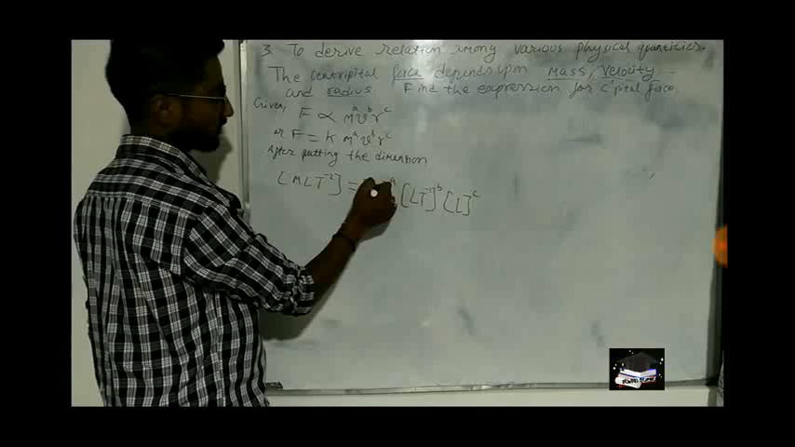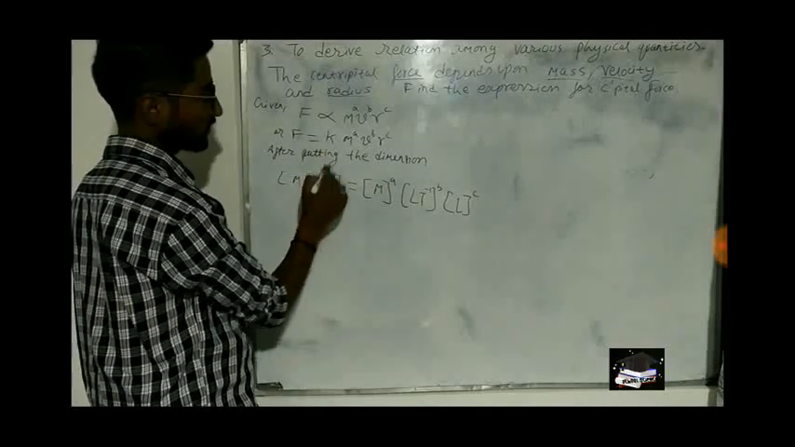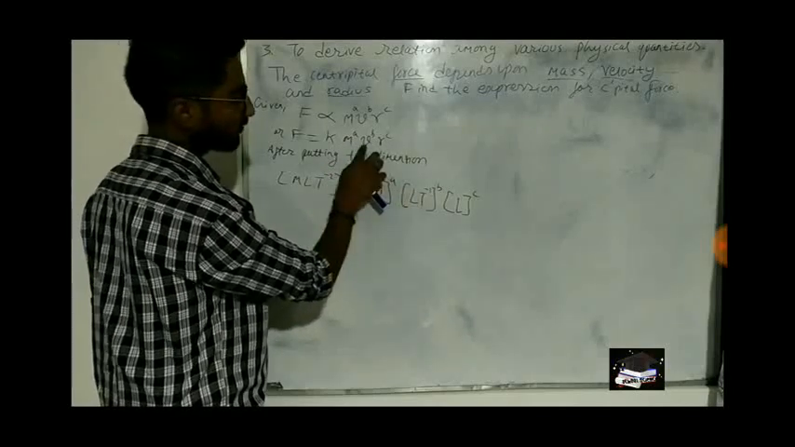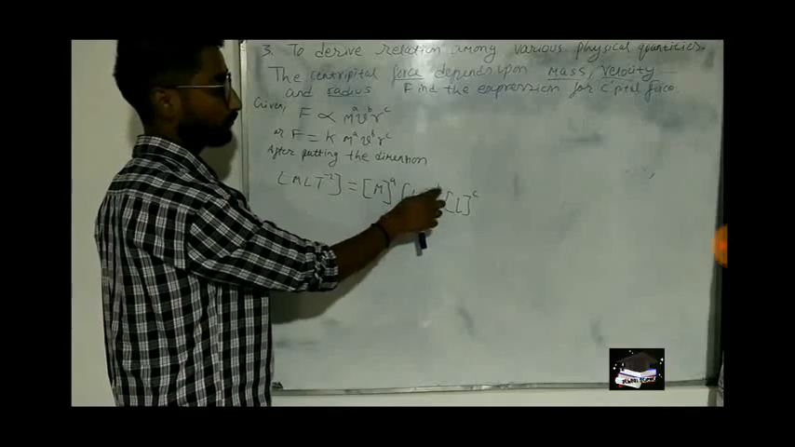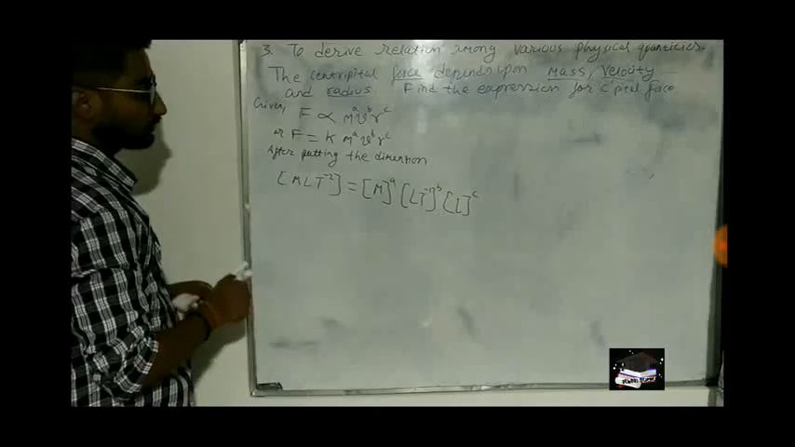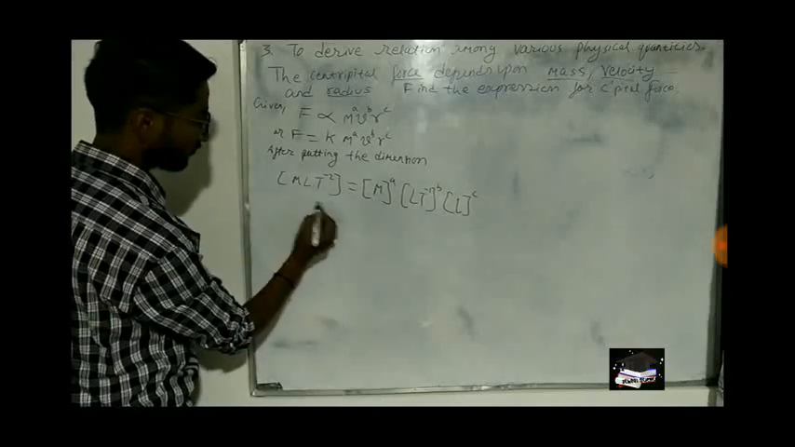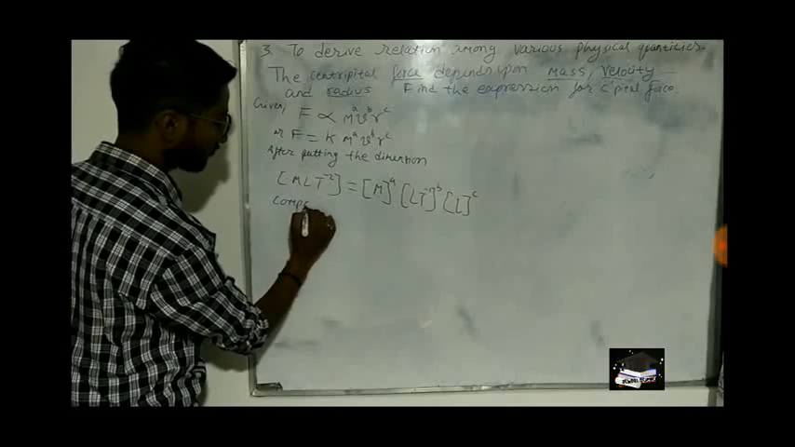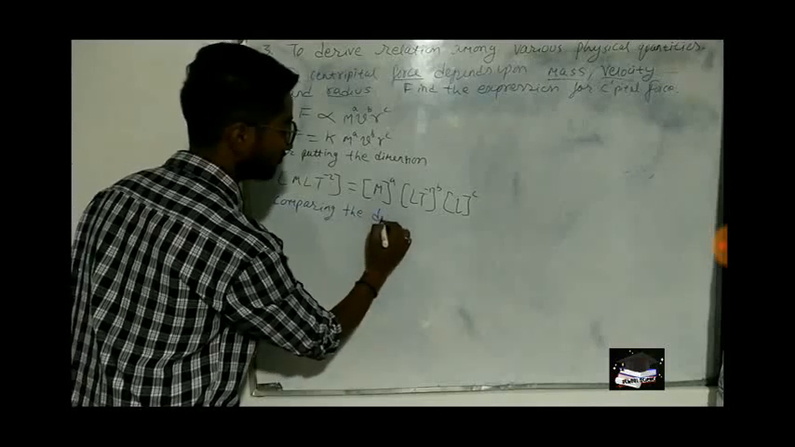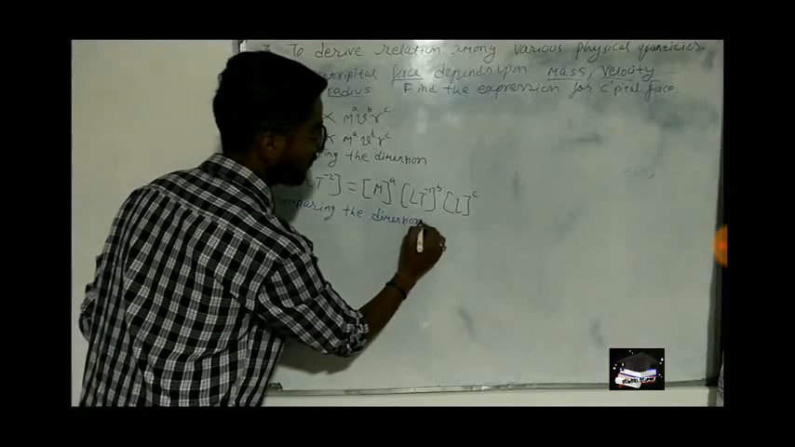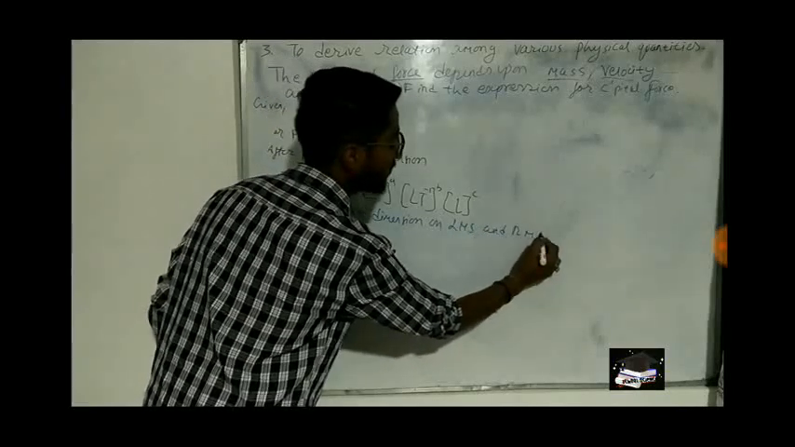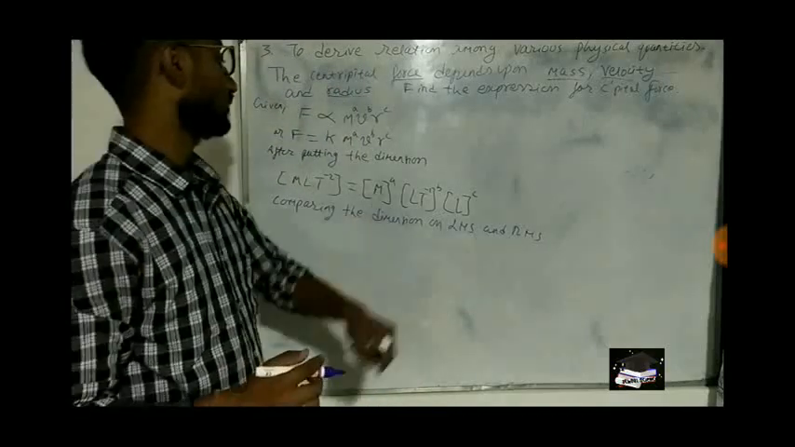Now let us put the dimensions for this force. This k doesn't have dimension. Mass m to the power a, the dimension for velocity is L T to the power minus 1, raised to the power b, and r is radius, radius is length, so L to the power c. Now let us compare the dimension on LHS and RHS, the left hand side and right hand side.